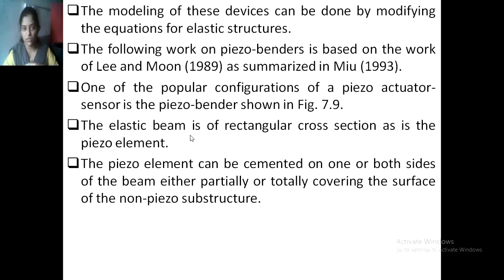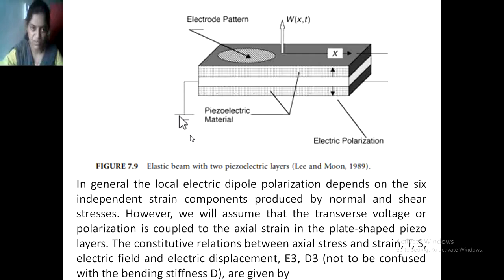The following work on piezo bender is based on the work of Lee and Moon as summarized in the reference. One of the popular configurations of piezo actuator sensors is the piezo bender. The elastic beam is of rectangular cross section, as are the piezo elements. The piezo element can be cemented on one or both sides of the beam, either partially or totally covering the surface of the non-piezo substructure.